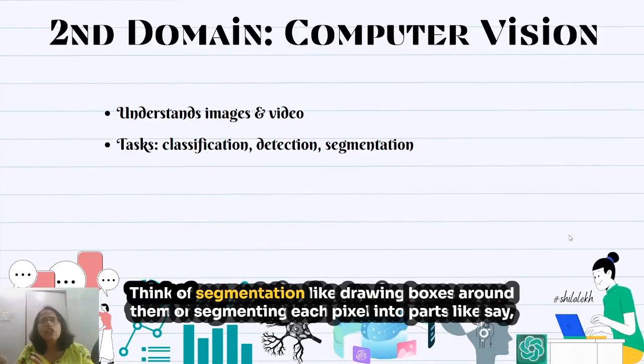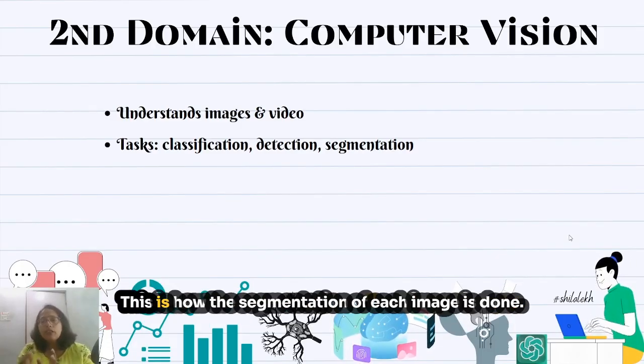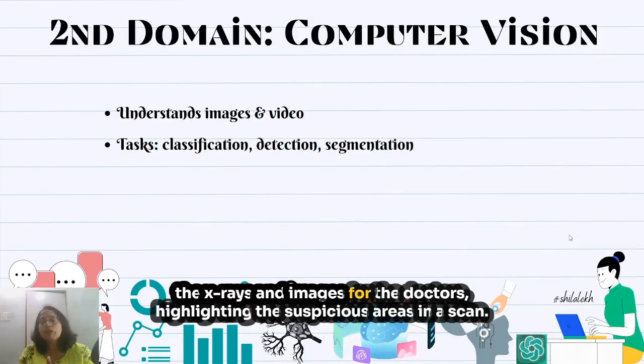Think of segmentation like drawing boxes around them, or segmenting each pixel into parts like, say, road, car, person, traffic light, or animals, right? This is how the segmentation of each image is done. Computer vision powers tasks like face unlocking, self-driving cars, and reading X-rays and images for the doctors, highlighting the suspicious areas in a scan.